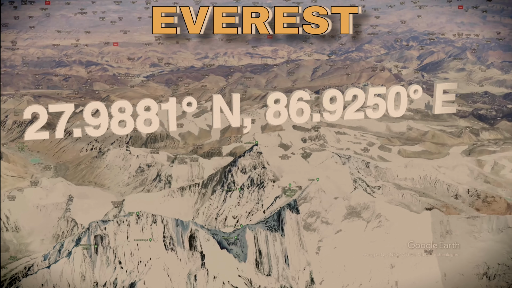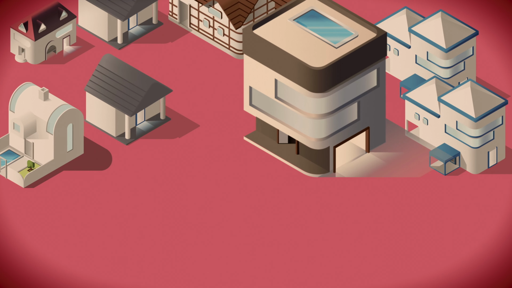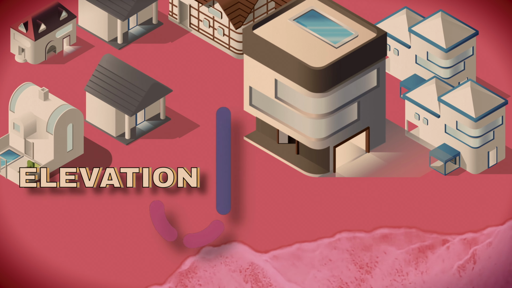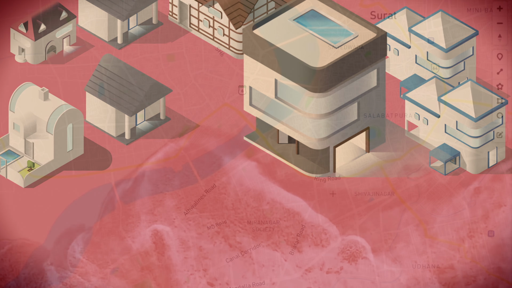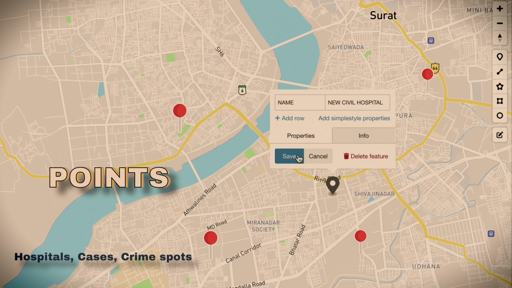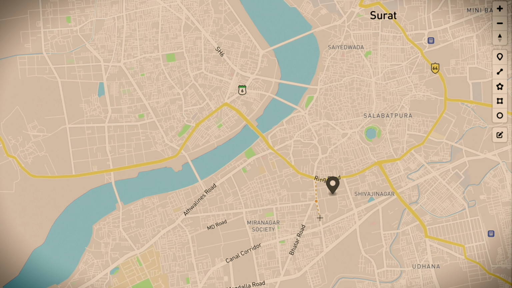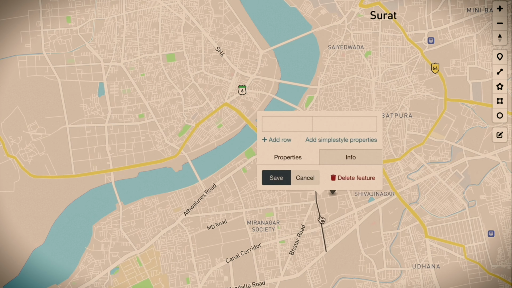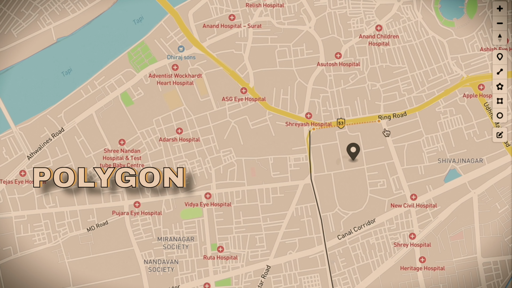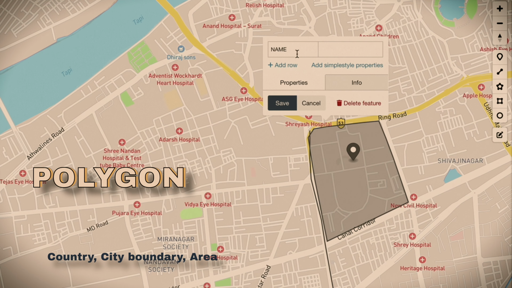And if the data is 3D enabled, you will find a third coordinate, elevation, which is the height above sea level. Things which do not have any dimensions are the points, for example, hospital locations, cases, crime spots, etc. While roads and streets can be represented by lines. Polygons are for areas to show length and width. Examples are a city or country boundary or a farm field, etc.